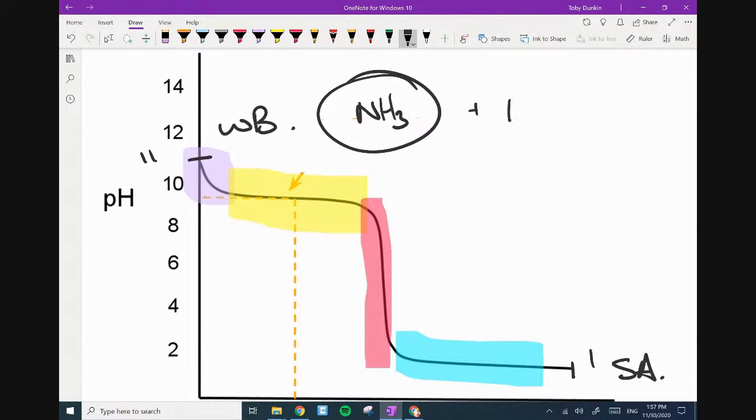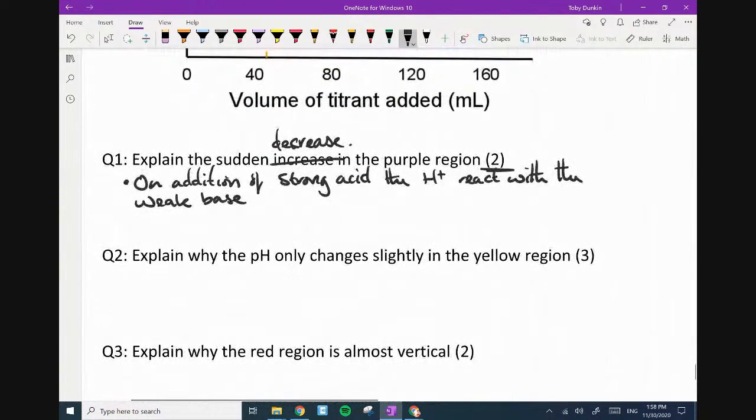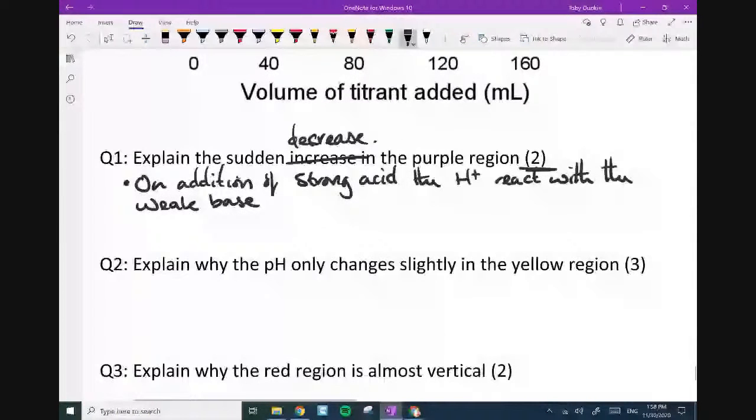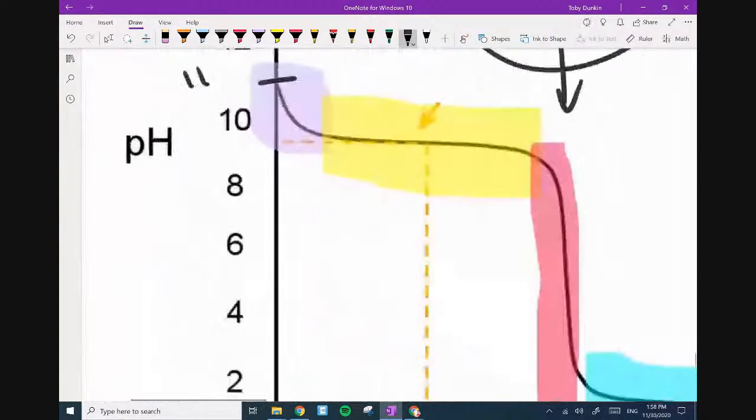Well, if I now suddenly add HCl, I'm going to neutralize it. That is going to happen, and I'm going to form ammonium chloride. And the pH, the weak base, is going to drop very quickly. On addition of the strong acid, H plus will react with the weak base. Weak base will drop quickly.